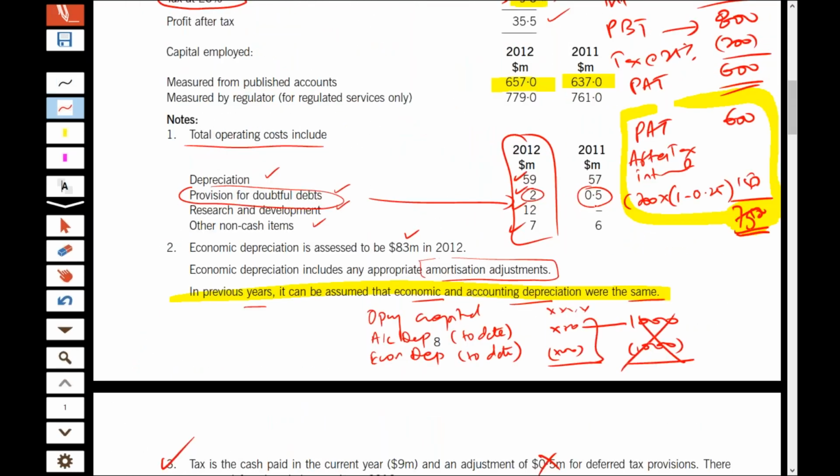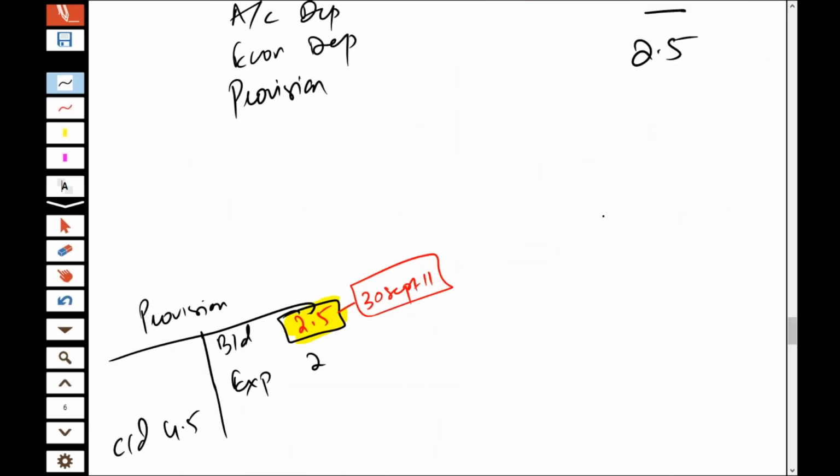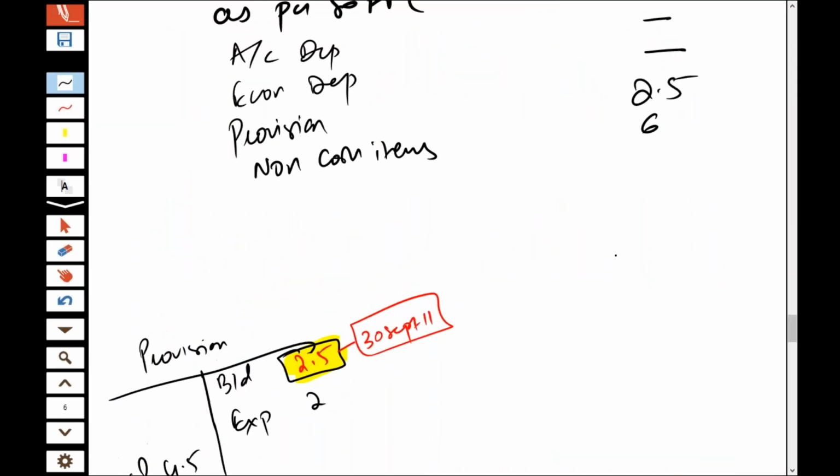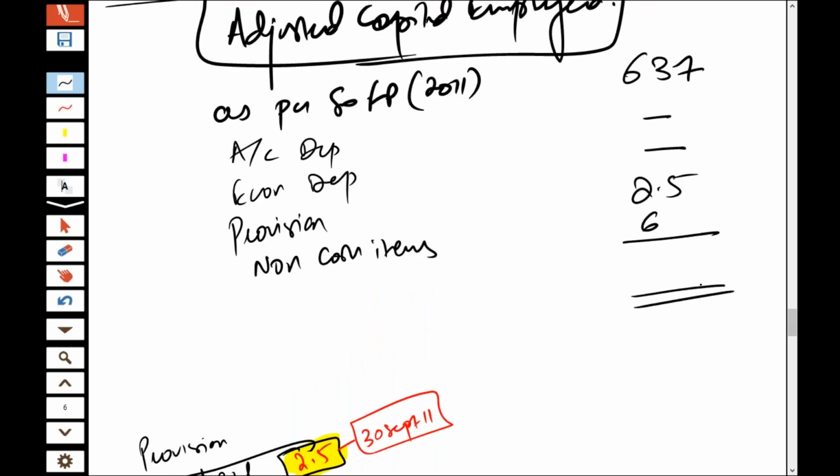Now, the next thing is research and development, just ignore it. Other non-cash items, the last year. The non-cash items which were incurred previously need to be added back. Then you have this R&D which has arisen in the current year, so we need to ignore it. Resultingly, you get this capital employed adjusted calculation. How much is it going to be? 645.5. Now let's try to have an understanding.